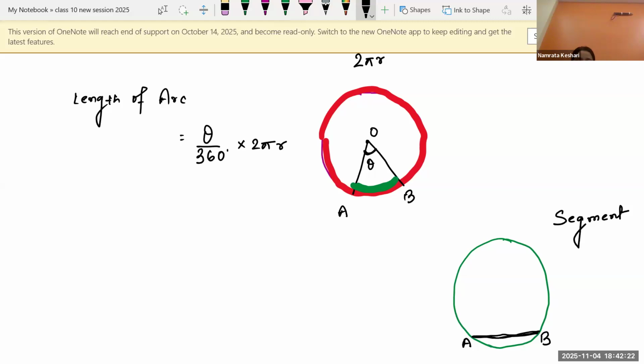Right? Yes. And Rayan, you know that, right? Right, Rayan? Do you know what is segment of the circle? Yes. Okay, so let me take one example.